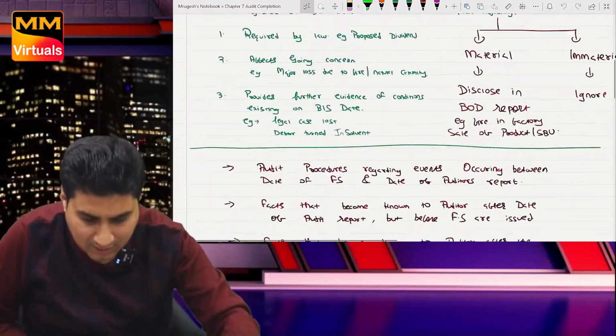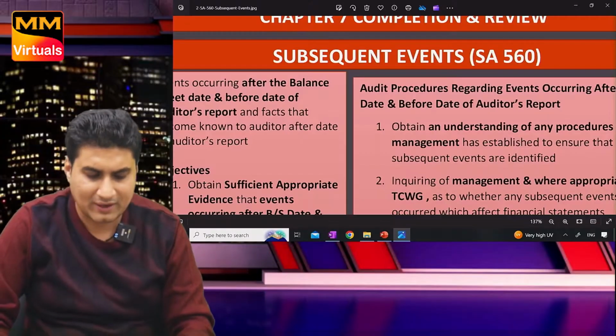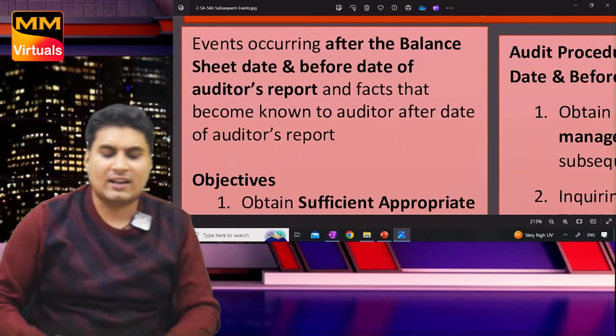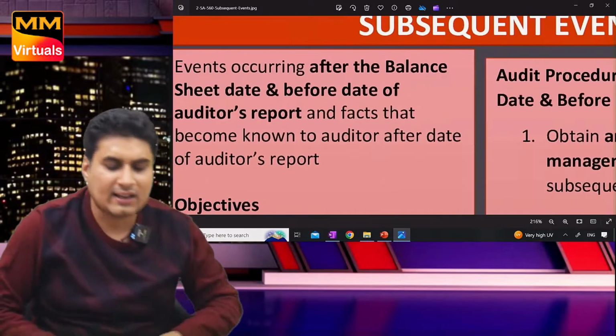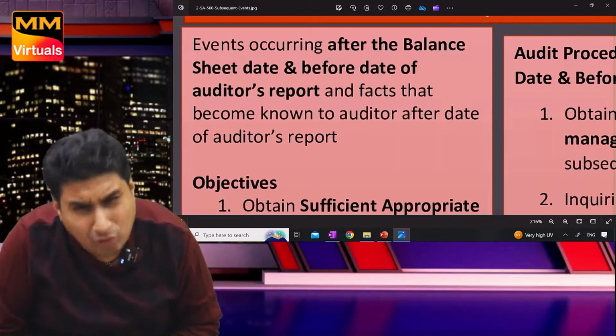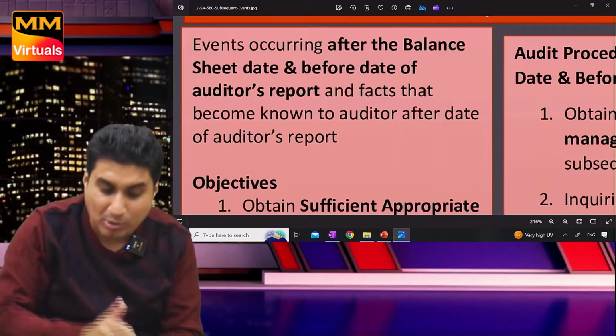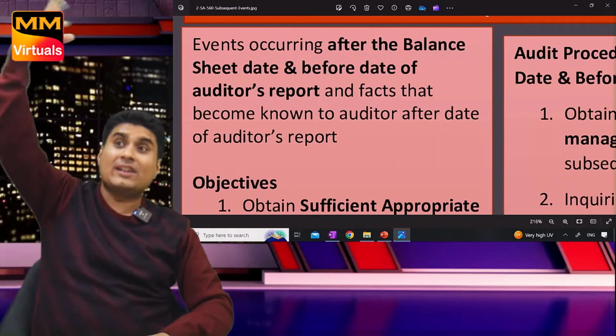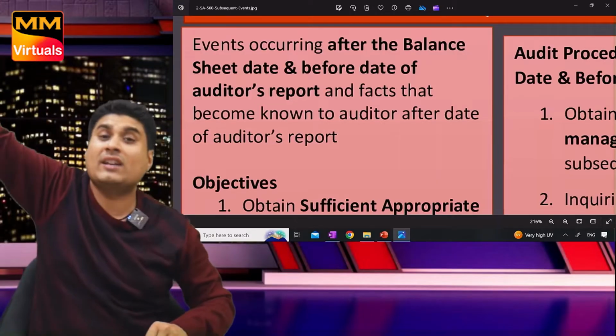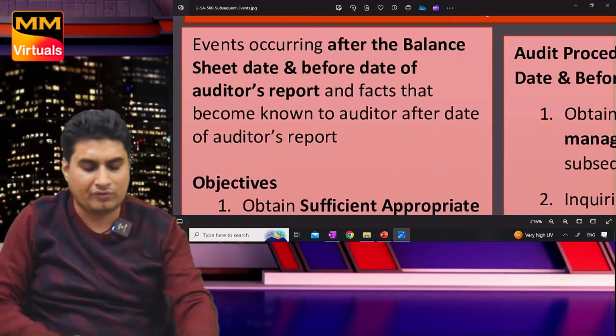Okay, so come here. Now let us read what is given. Events occurring, SA 560, subsequent events. Events occurring after the balance sheet date and before the date of auditor's report, and facts which come to be known to the auditor after the date of auditor's report. After the date of auditor's report also, if we come to know of any event.